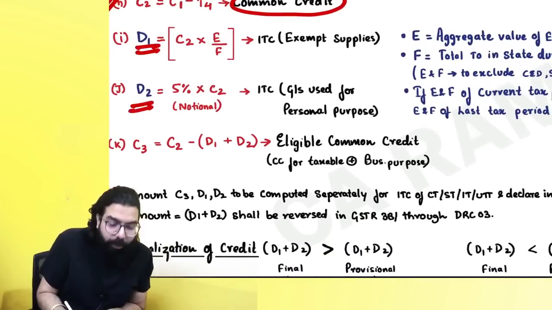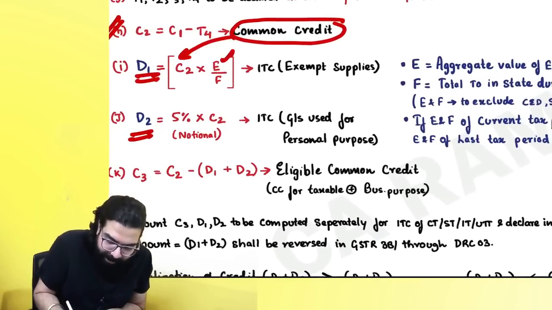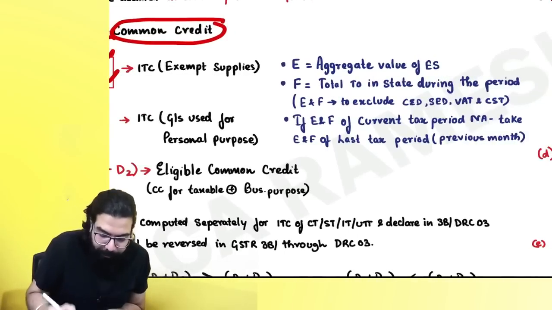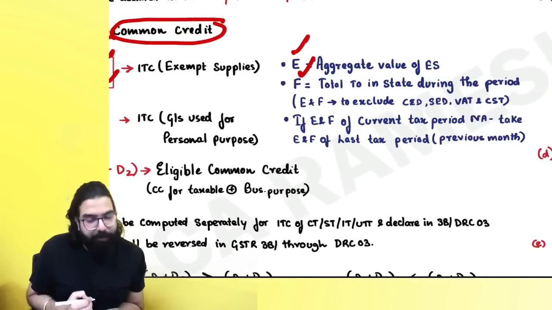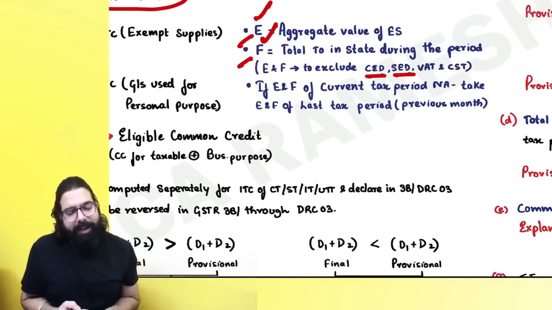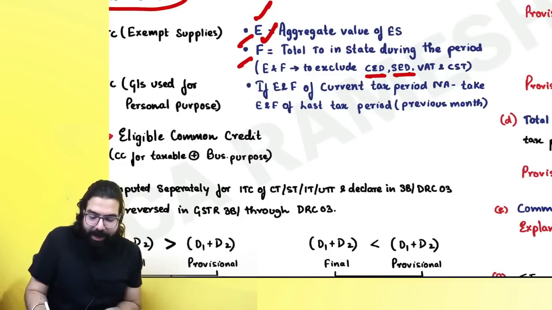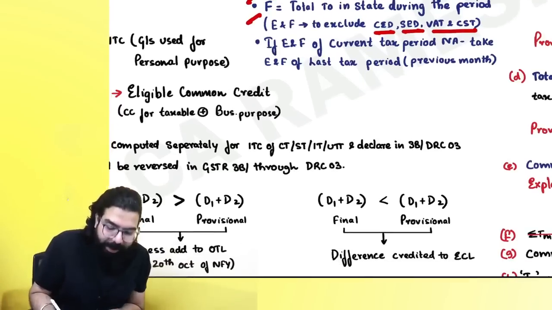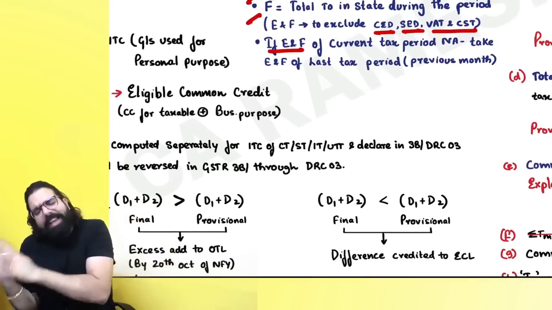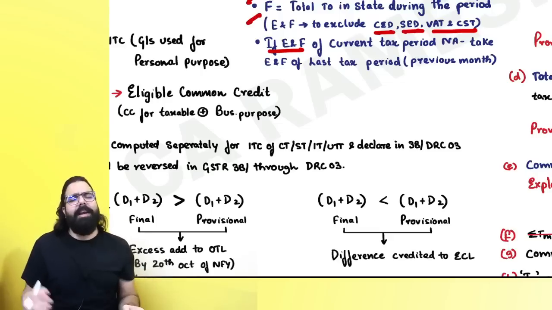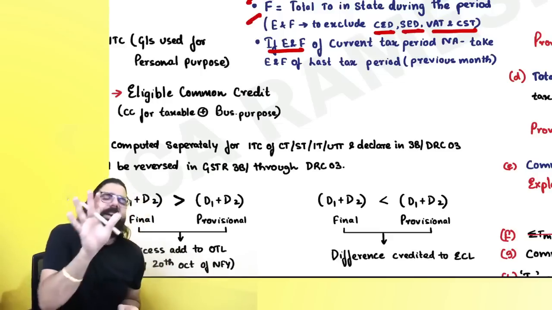How do we calculate D1? Common credit into exempt supply by total turnover. Now for exempt supply you have to take the aggregate value. F is your total turnover. Remember, E by F may never consider central excise duty, state excise duty, VAT and CST. Never consider it. Okay, everyone. And if E by F of this month is not available, then take last month's E by F and do the reversal. No problem, because the government is telling that every month the reversal you are doing is provisional.